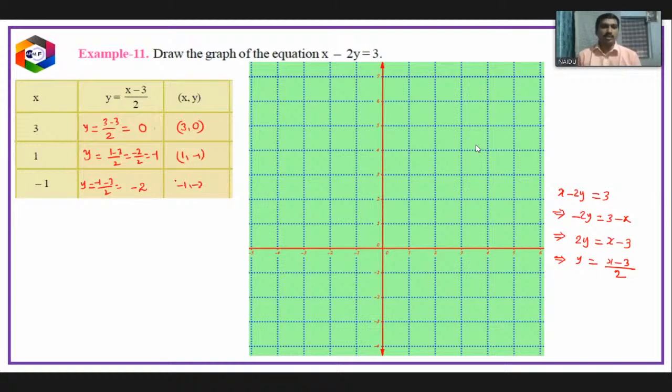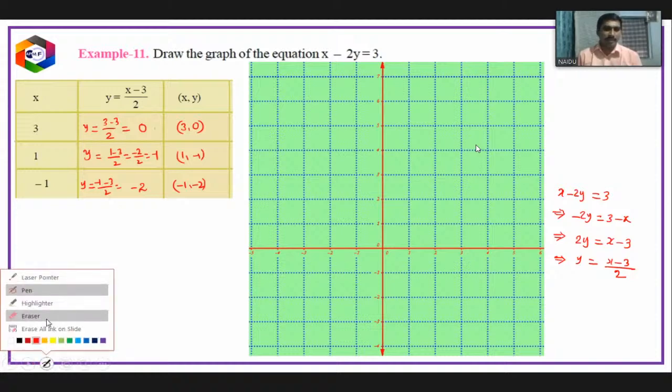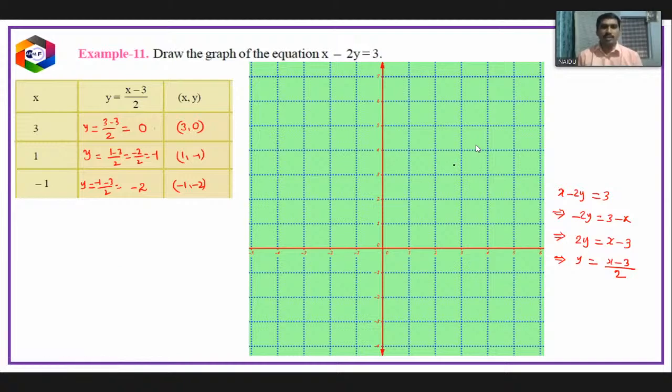So here also I have taken 3 points, and this time I am going to denote all these 3 points. Children, observe carefully. Again, 3 comma 0 I am denoting. In the x direction 3 units, in the y direction 0. That means that point definitely lies on the x-axis. Observe, children. This is the point, 3 comma 0.